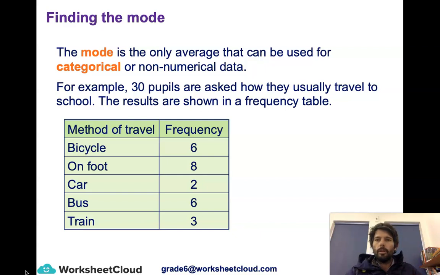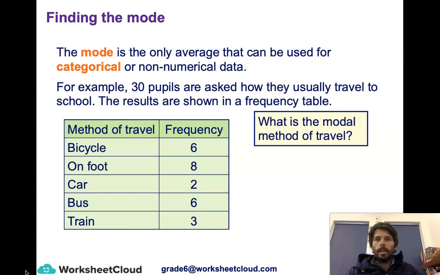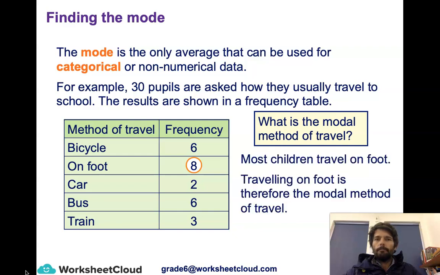Those are your categories. So your modal value over here is the method of travel that is chosen the most often, and you can clearly see that that is on foot, as 8 out of the 30 students travel on foot, which is more than any other type of travel. So traveling on foot is therefore the modal method of travel.